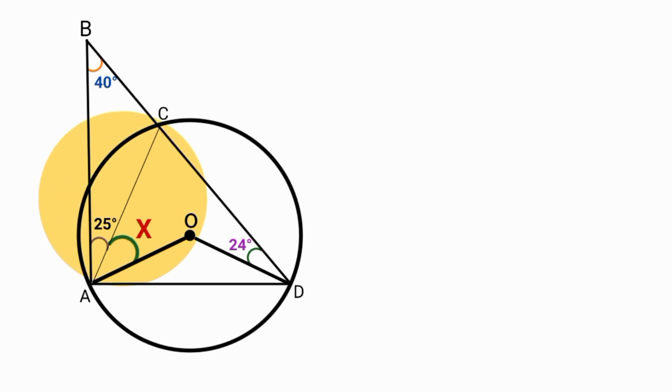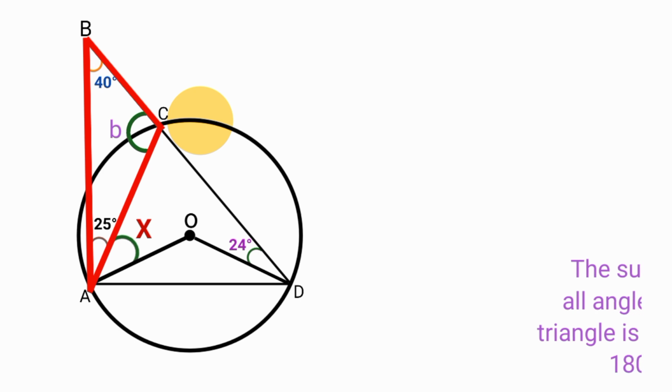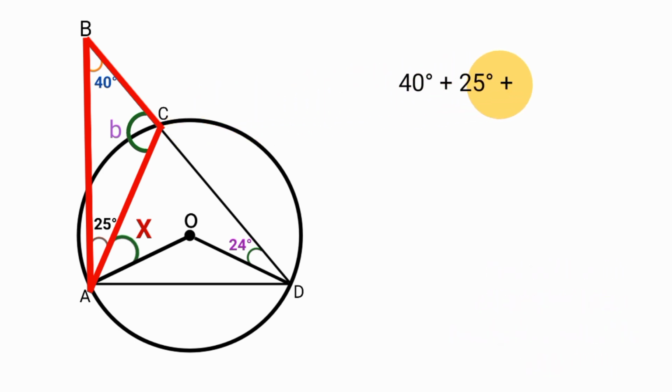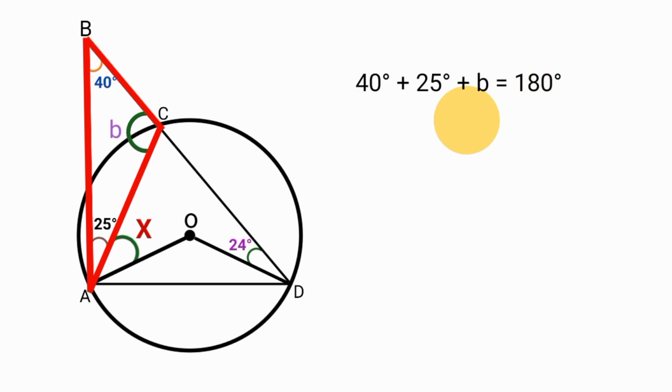Let's start with triangle ABC and see what we can get from it. In triangle ABC here, two of its angles are known, but the third one is unknown. So we can label the unknown angle B and form an equation. Since the sum of angles in a triangle is equal to 180 degrees, 40 degrees plus 25 degrees plus B will be equal to 180 degrees. 40 plus 25 is 65, so this will be 65 degrees plus B equal to 180 degrees.